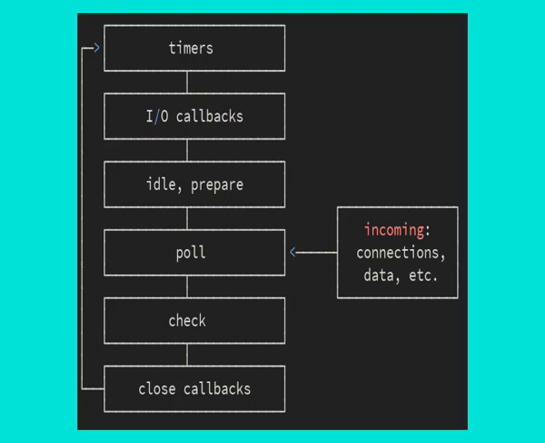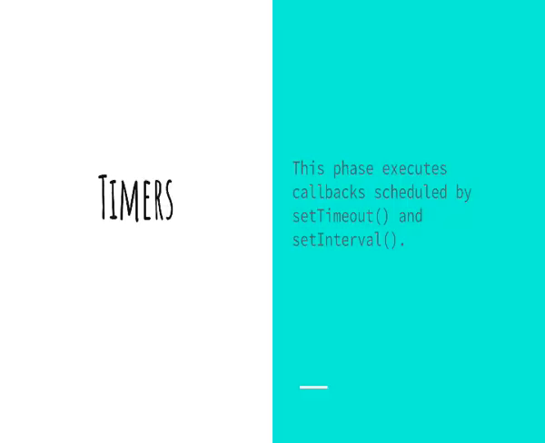So each one of these things is a phase. It has a first in, first out queue of callbacks to execute, so any callbacks that go in come out first. While each phase is special in its own way, generally when the event loop enters a given phase, it will perform any operation specific to that phase, and then execute all of the callbacks in that phase's queue until it's been exhausted. So it will execute all of the callbacks, and then it will move on to the next phase, and so on, and so on. So let's see what each individual phase does.